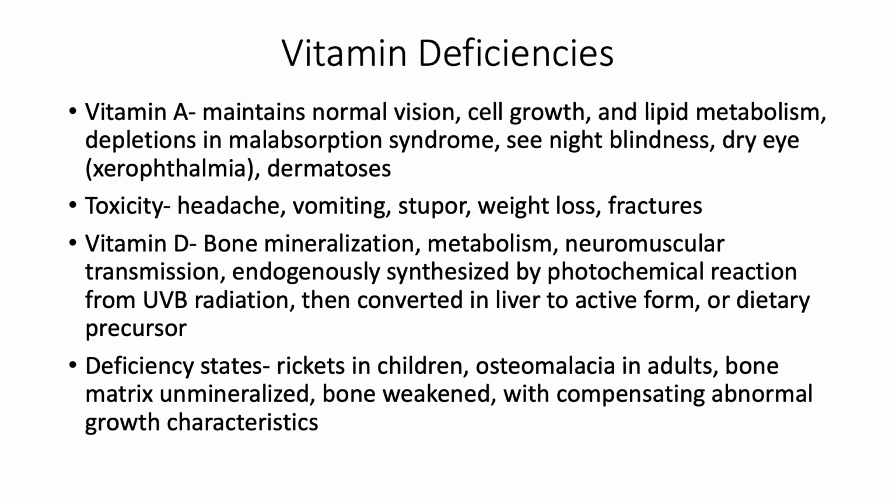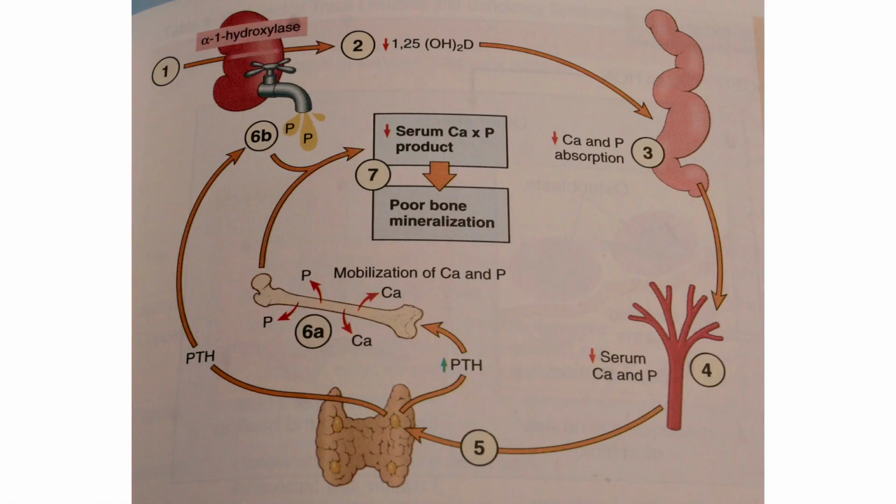Vitamin D is used in bone mineralization, metabolism, and neuromuscular transmission. It is endogenously synthesized by photochemical reactions from UVB radiation, then converted in the liver to an active form, or you can use a dietary precursor that is converted in the liver. Deficiency states give you rickets in children, osteomalacia or bone softening in adults. The bone matrix is intact but unmineralized. The bone is weakened, and you have compensating abnormal growth characteristics.